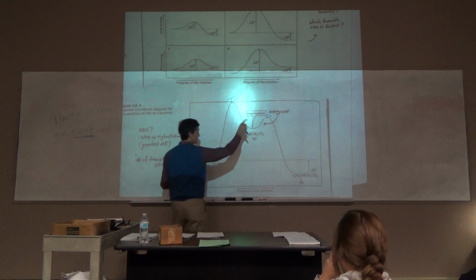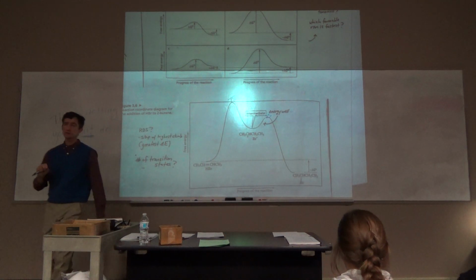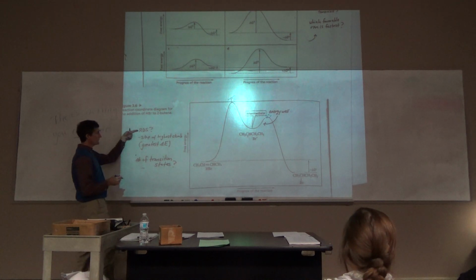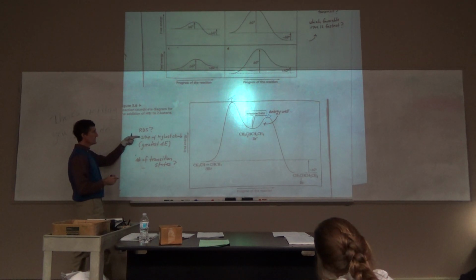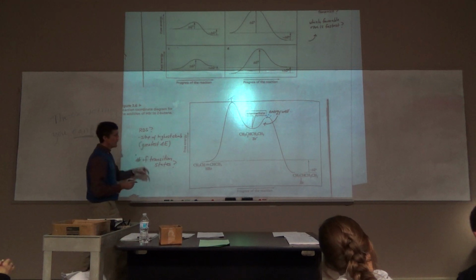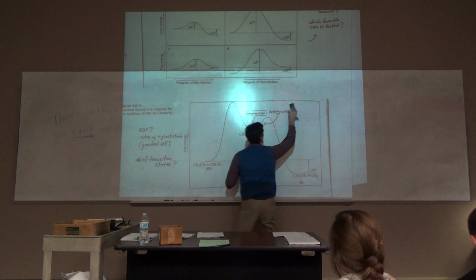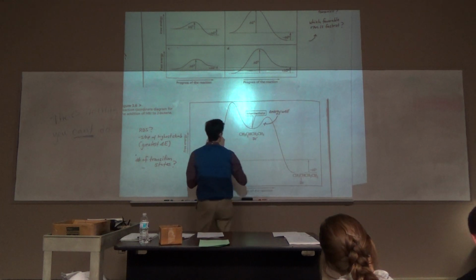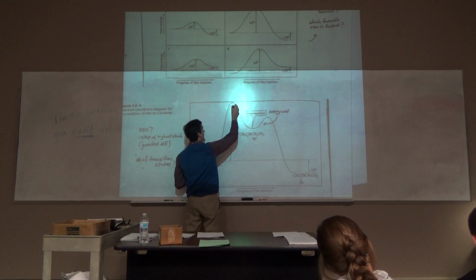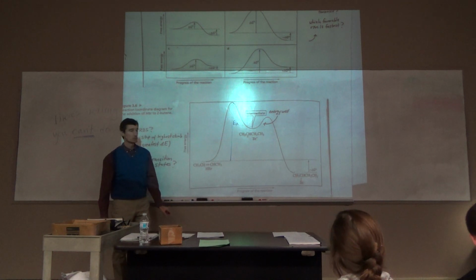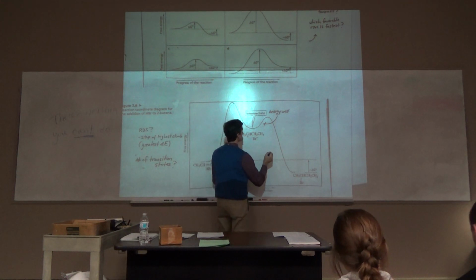Of the two steps, of the two elementary steps here, which one is rate determining? RDS, rate determining step. That would be the step with the highest climb, the highest activation energy. Right? Because this here is your E sub A, activation energy for that step. All right?